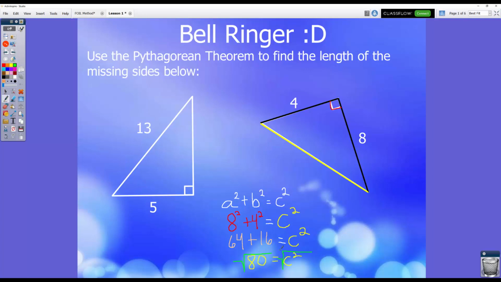And that's going to cancel out. The square root and the power of 2 are going to cancel each other out. And that's going to give us c equals the square root of 80.